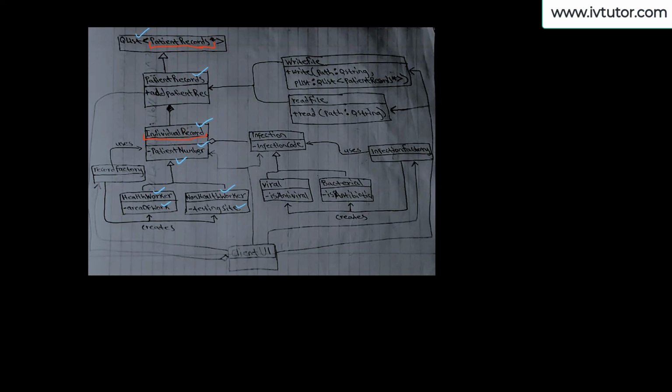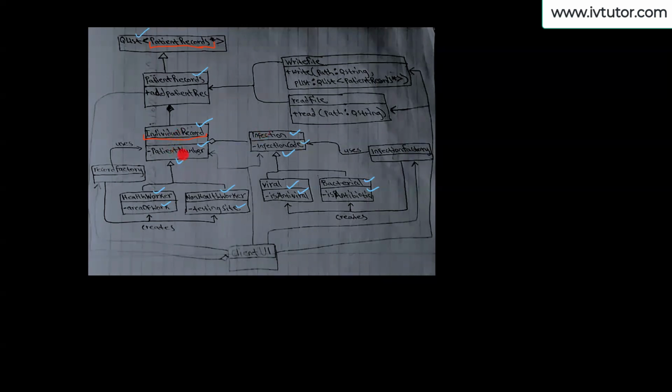So let's just go to the infection. So you say, yeah, infection is a class with a code, and it can be viral or bacterial with a flag that says, is there an antiviral or is there an antibiotic? And again, inheritance. Perfect.